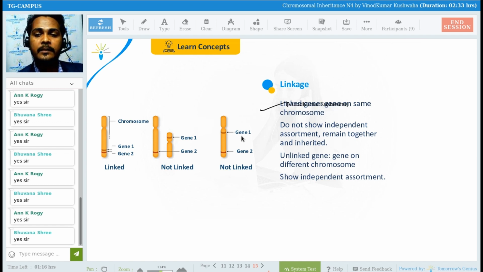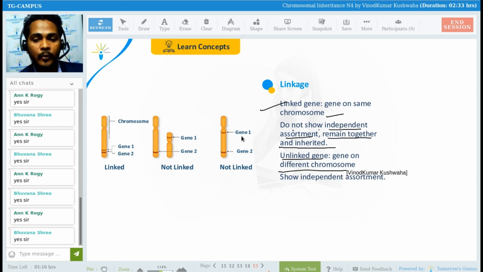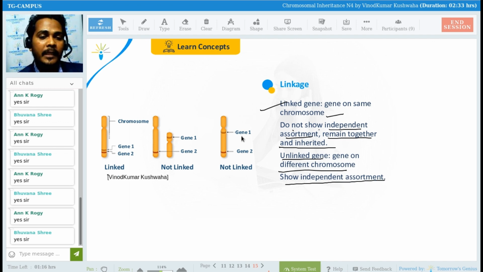So linked gene means genes on the same chromosome do not show independent assortment, remain together and are inherited together. Unlinked gene means what? Genes on different chromosomes, and so independent assortment. This is the gene 1, gene 2 which is linked together. This is not linked because only one gene is present here and another gene present over here. So this is not a linked gene, right?